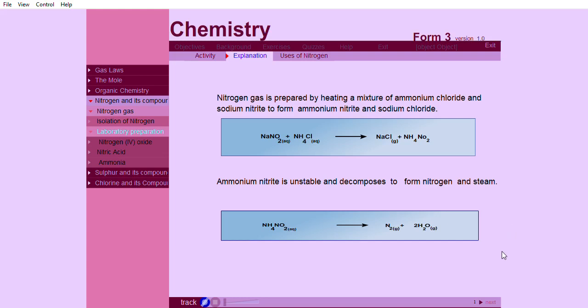Nitrogen gas is generally unreactive under ordinary conditions. However, at higher temperatures, it reacts with metals in group 1 and group 2 to form their nitrides.